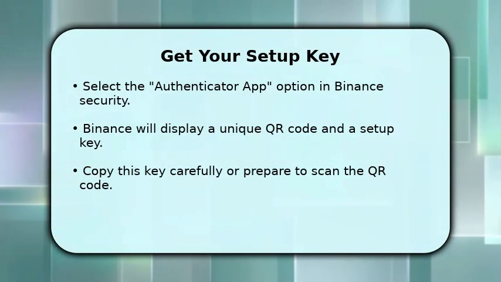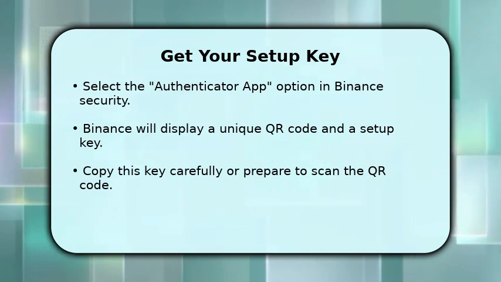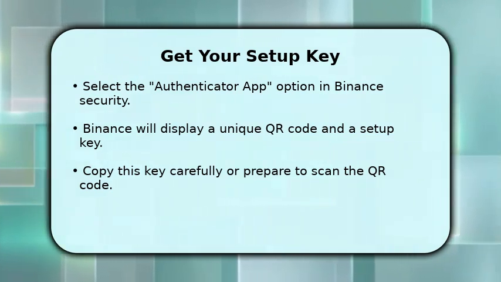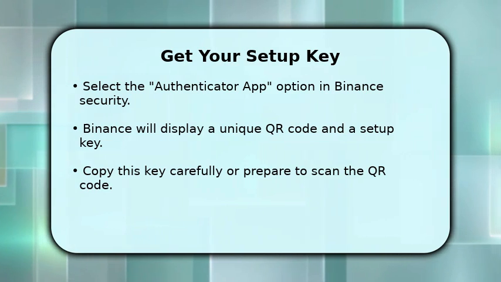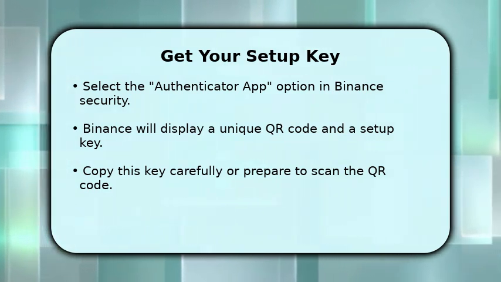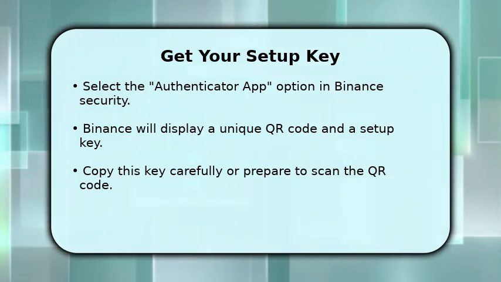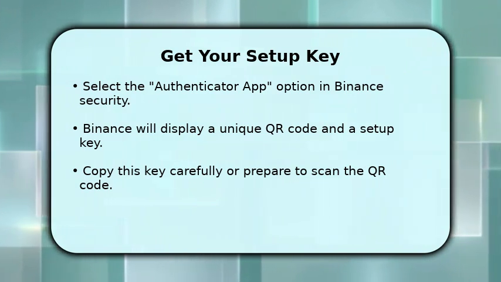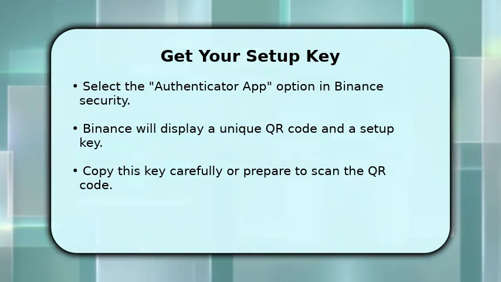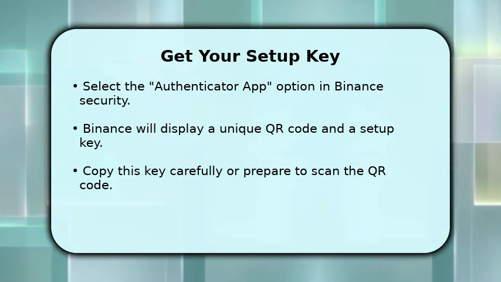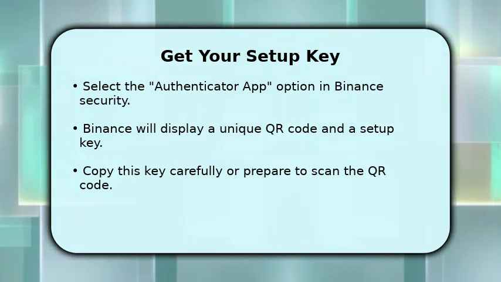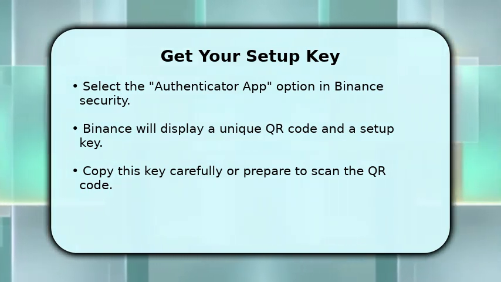Once in your Binance security settings, find and select the Authenticator app option. Binance will then present you with a unique QR code and a corresponding setup key. This key is crucial for linking your authenticator. You can either scan the QR code directly with your app or manually enter the provided key. Remember, keep this key confidential.